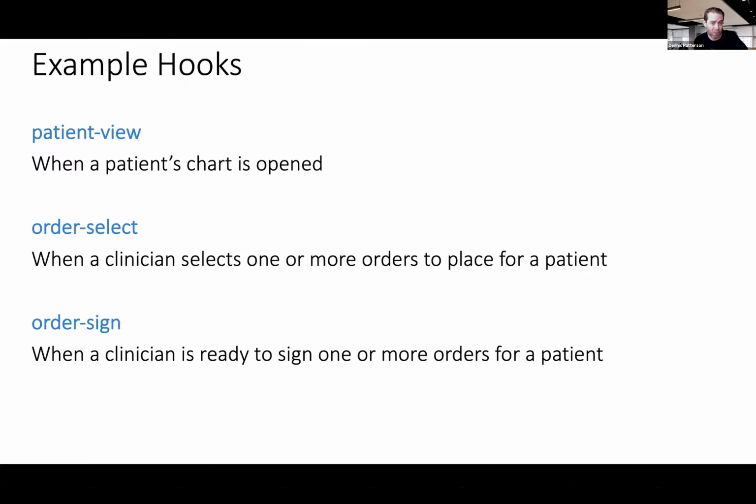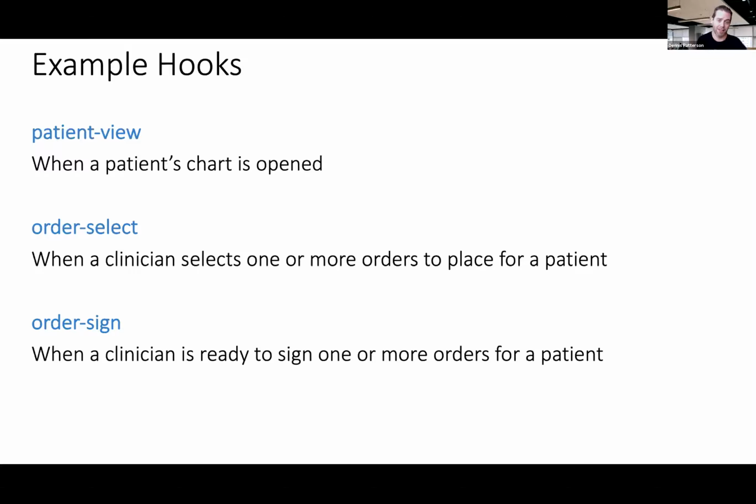Let's look at some of the example hooks. What are some of the events? These are 3 of the most mature hooks. The specification itself doesn't actually define hooks. It just defines how hooks can be defined. But these 3 have received the most attention. So first we have patient view, which is the action of when a patient's chart is opened. So a service could be listening for that open chart event. And then order select and order sign are different stages of an ordering workflow.